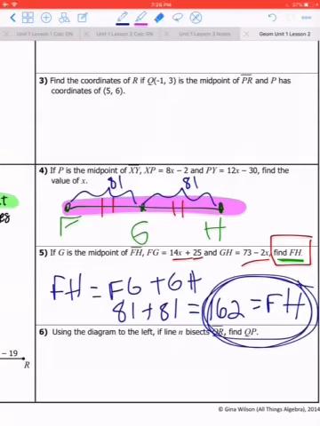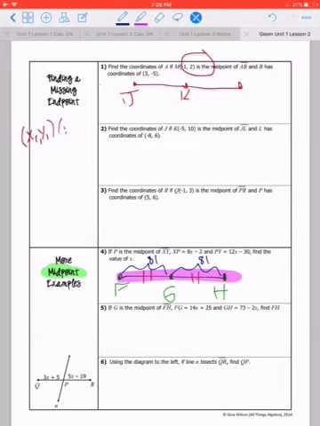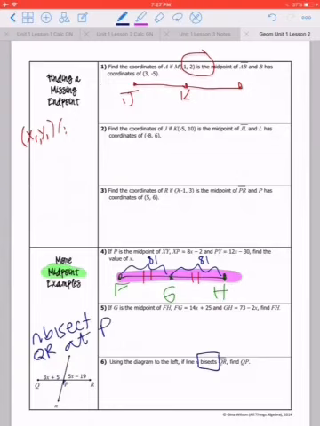Alright, so last one for your notes and last one on the page. We are now using that diagram to the left. If line N bisects QR, find QP. Now this is another word, bisect. That basically means it's cutting the line segment in half. So essentially P would be the midpoint, because N bisects QR at P. And when you bisect, which we'll talk more about, you're really splitting in half.